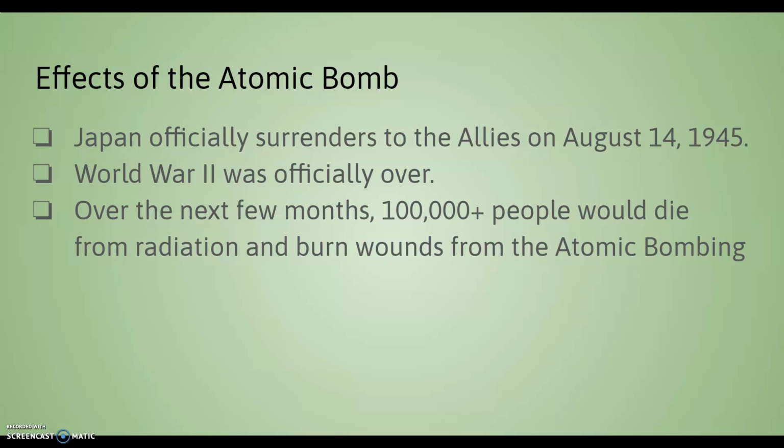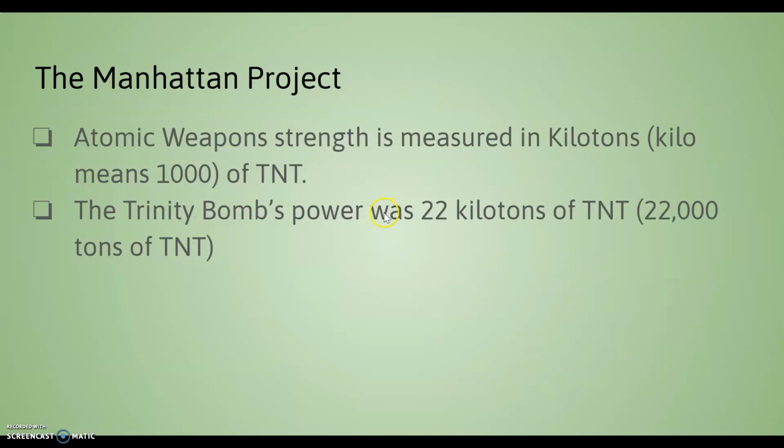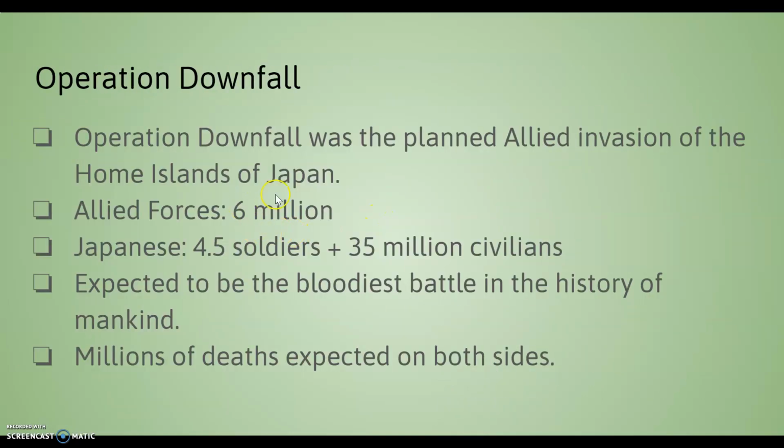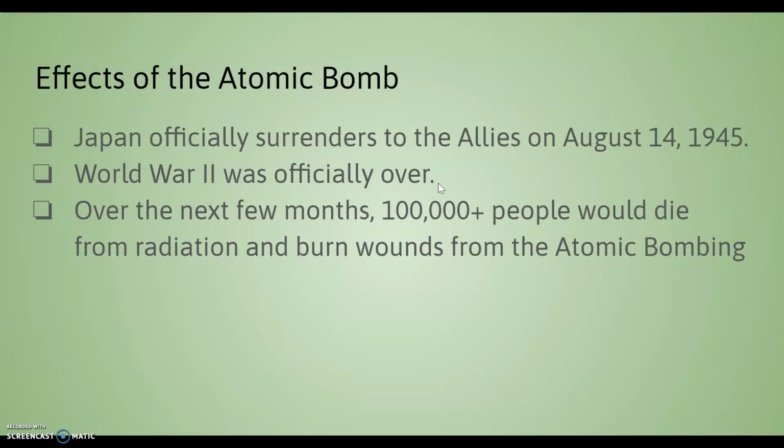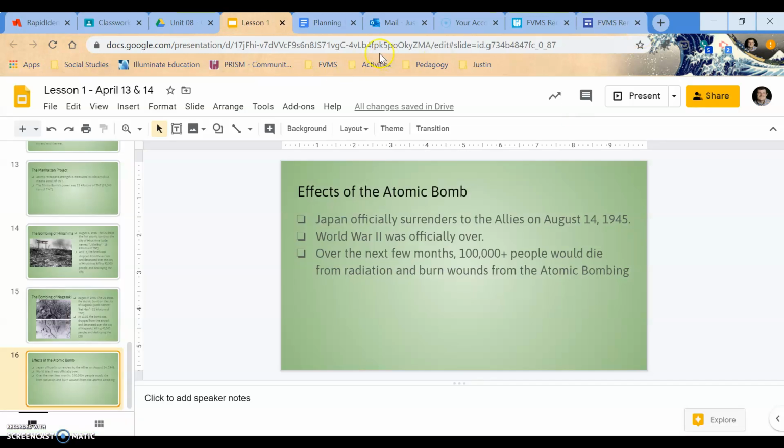Okay, there's a lot of arguments. Some people believe that it actually saved lives because remember, the invasion of Japan was going to take 6 million Allied forces and 40 million Japanese. So some historians believe, yeah, we actually saved lives. Whereas others felt like, well, Japan was going to surrender. There's no way that many people would have died. And I'm going to be presenting both sides of that argument to you, and you're going to be making your own choices, okay?